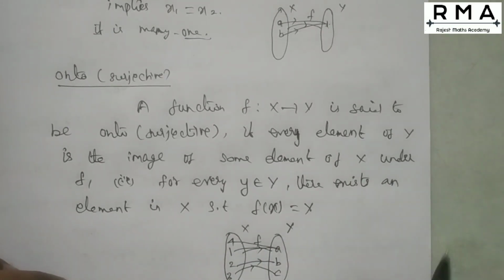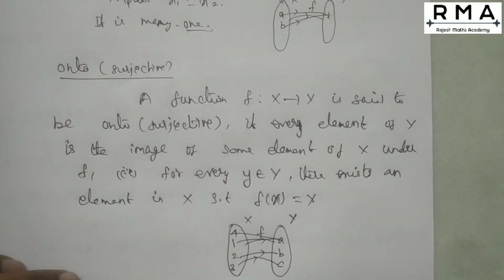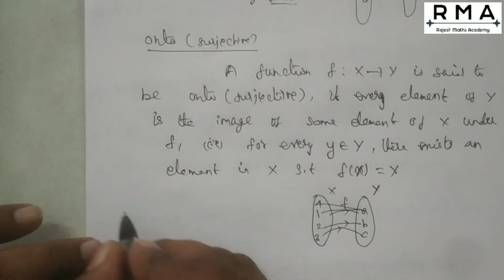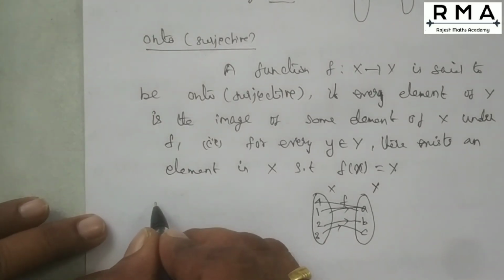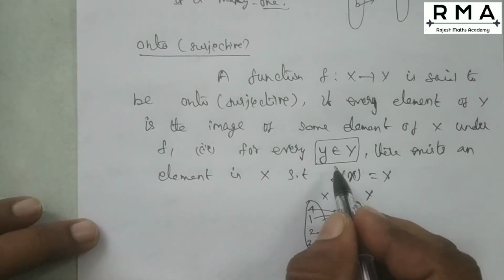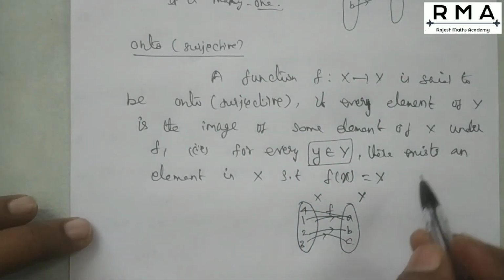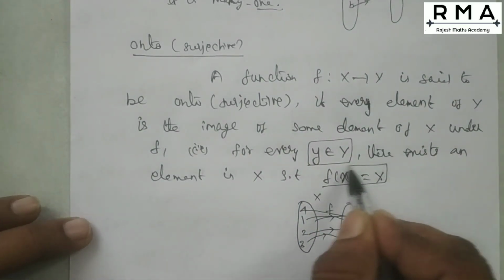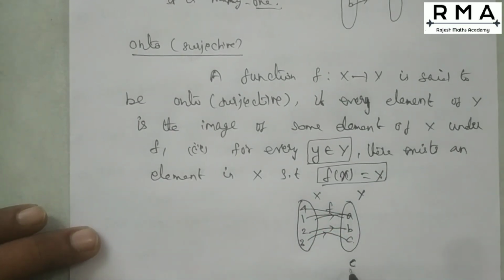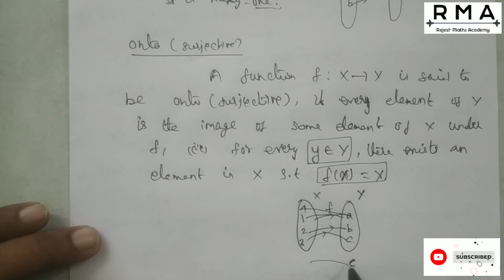Suppose in a problem they are asking what is onto, what is not, how to prove it is onto or not onto. If we want to prove onto, we have to take an element y in the second set. We have to show that f of x equals y. That is, if I am taking an element here, we have to show that an element is here that is mapping to c.